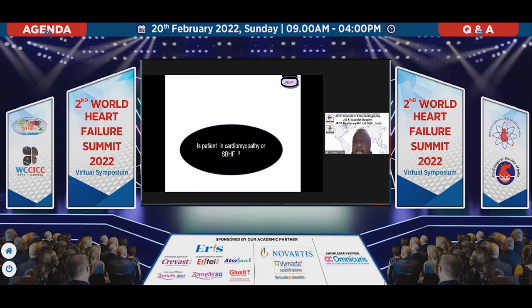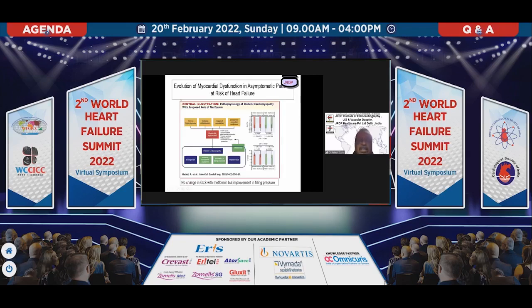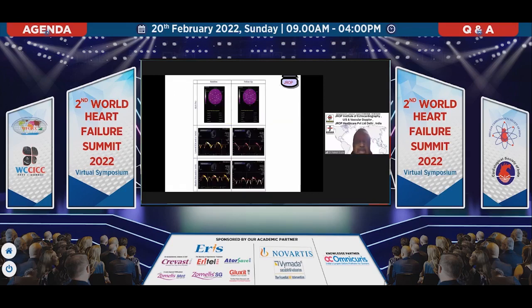And that's where we need to have a hit. And that's what has been said in this paper published in 2021: Diabetic cardiomyopathy with proposed role of metformin. That's the different part. But if you look at these factors which cause myocardial dysfunction, impaired GLS is one of the most important modalities which can make a diagnosis. That's true if we start using GLS.